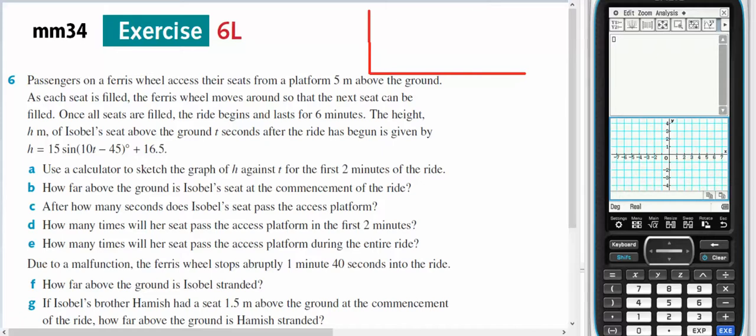This is for Year 12 Methods. It comes out of Chapter 6, 6L, question number 6. So it's circular functions, tech allowed, context question. Passengers on a Ferris wheel access their platform from 5 metres above the ground. Okay, so I've got a Ferris wheel.